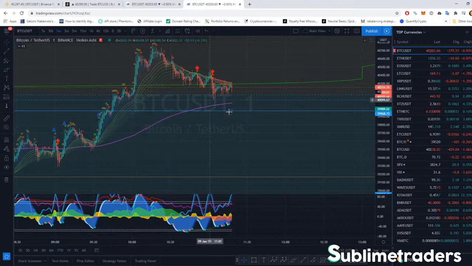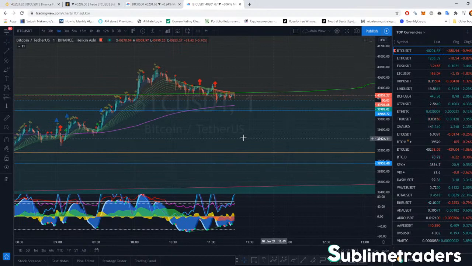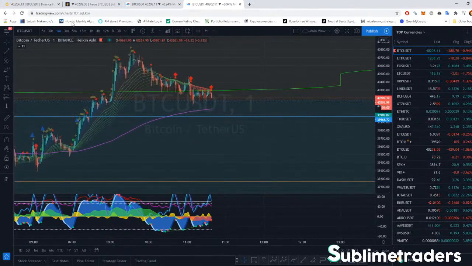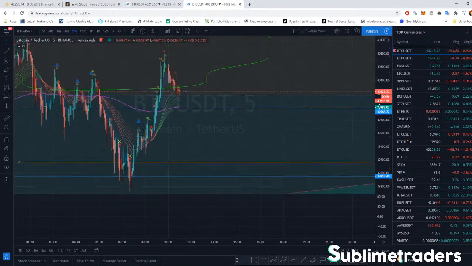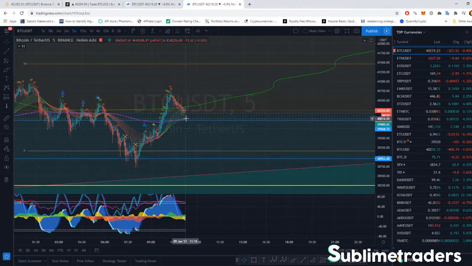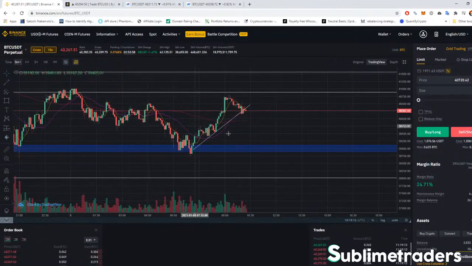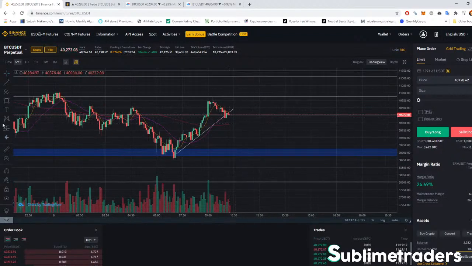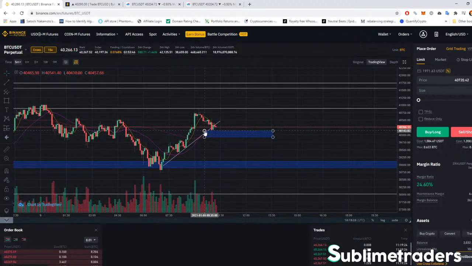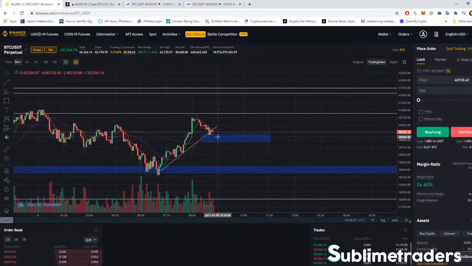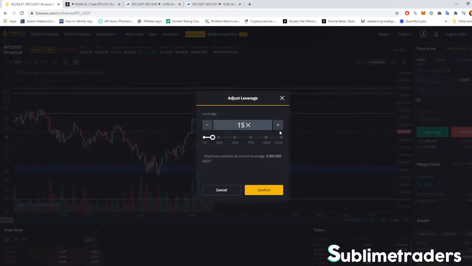Okay, so I am on Heikin Ashi. I'm using my indicators. 1 minute, too short. Let's go on the 5 minutes, Heikin Ashi. 40.4, okay. So first entry, I will post it at around this level, 40,098. And I am on cross margin, though, 50x, let's move it to 20.